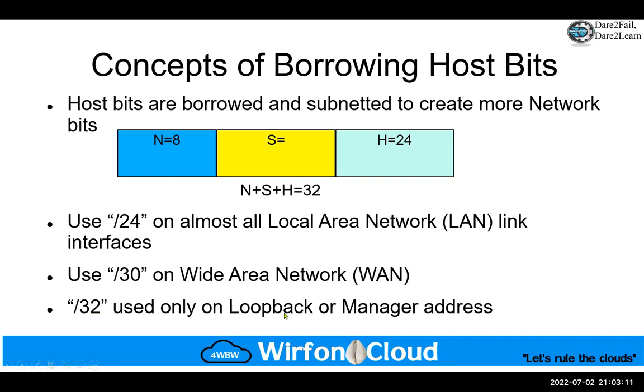Now for the slash 32, that is a loopback or a manager address. That gives you a single usable IP address because you have 32 bits minus the prefix, which is 32. So you have 32 minus 32, which gives you 0. And if you do 2 raised to the power 0, that gives you 1. So you have just a single IP address for a slash 32. So that's why you have it as the loopback IP address, because you cannot use more than one.